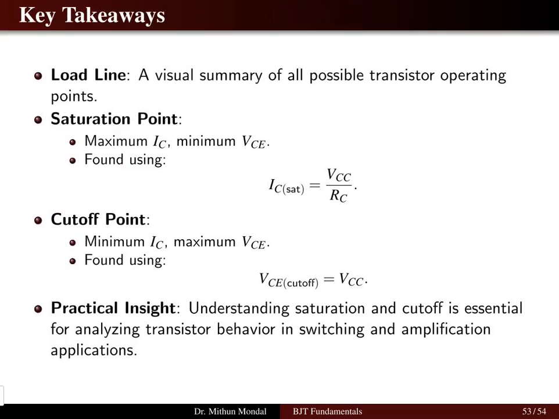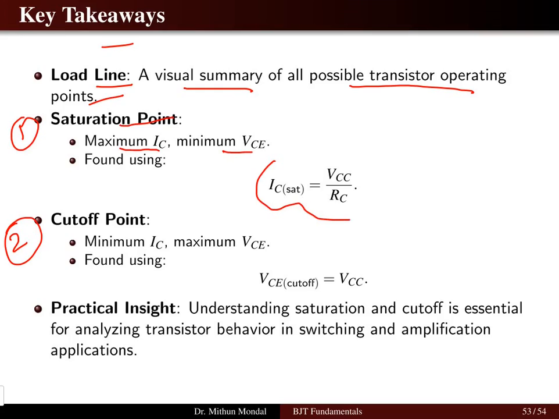Now the key takeaways from this discussion: the load line is a visual summary of all possible transistor operating points. There are two important points, one is the saturation point and the other is the cutoff point. The saturation point is the maximum collector current, minimum collector-to-emitter voltage point, and it is found using the relationship that the collector current is equal to the collector voltage divided by the collector resistor. Whereas the cutoff point is the minimum collector current and the maximum collector-to-emitter voltage. This maximum collector-to-emitter voltage is directly equal to VCC.